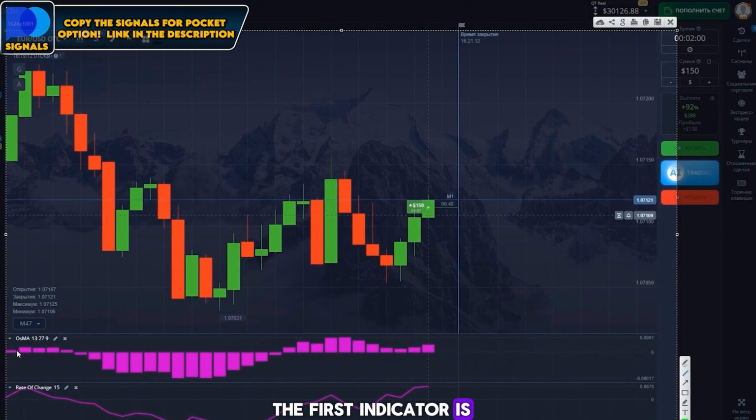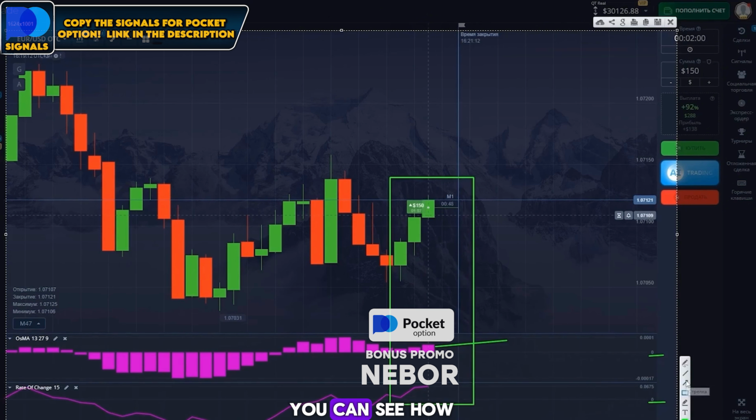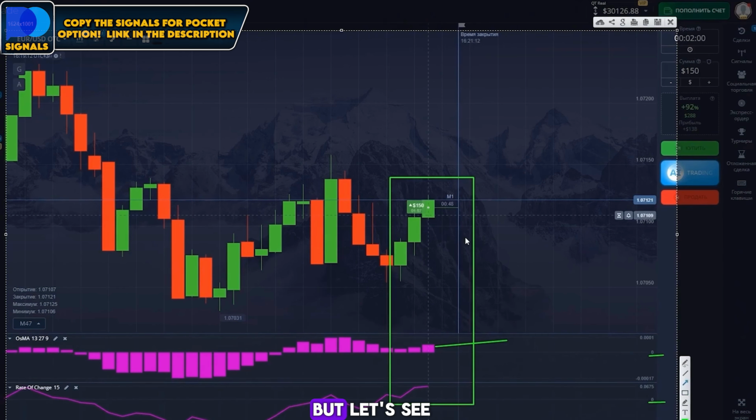The first indicator is the Osmo. What do we see from it? Our histogram is above the 0 mark. That is, it is not below, but above. We can see this. And also, according to our second indicator, the rate of change, we see that the price, presented by this line, is above 0. Here. And by the way, right here, yes, I will highlight for you. You can see how the upward movement begins to emerge. These 2 indicators. We may have rushed a bit when opening this trade, but let's see.